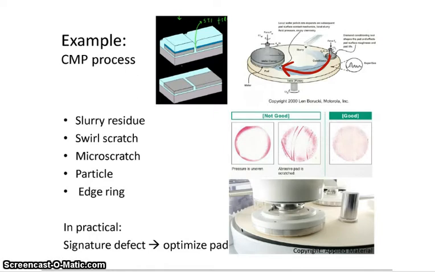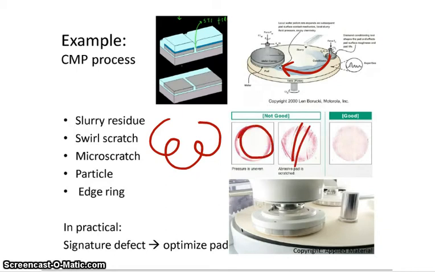So after this process, we can have some slurry residue. The swirl scratch is very common. It's the swirl shape, and some micro scratches. We will definitely get particles, and if the pad is not optimized, we can get some edge rings. So in practice, those signature defects like the scratches or the edge rings are a very good way to monitor this CMP tool, and a very good way to optimize the pad.